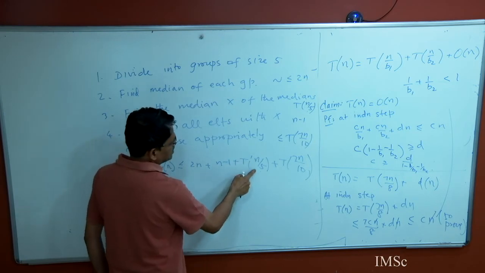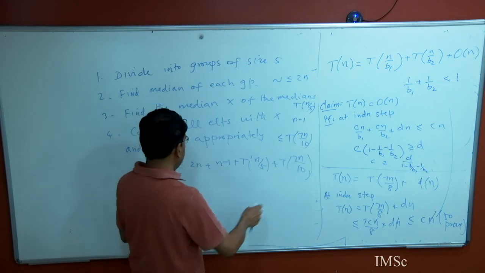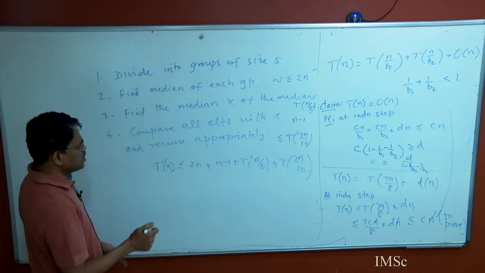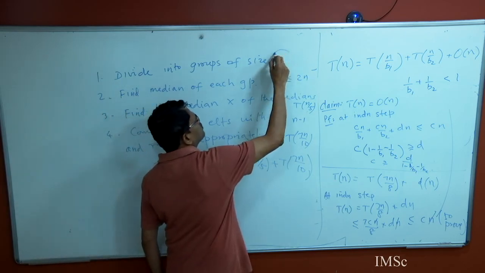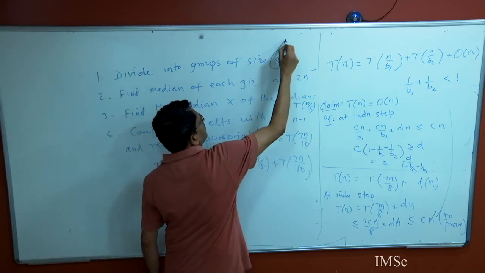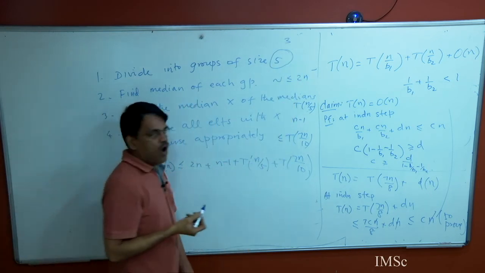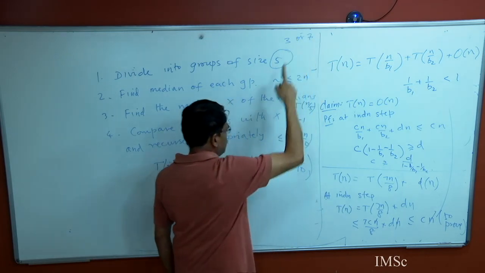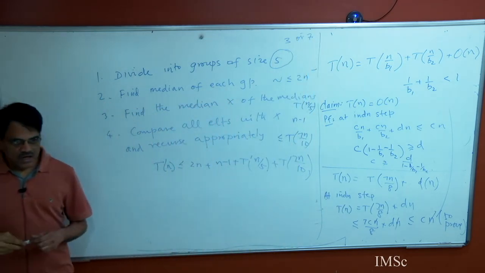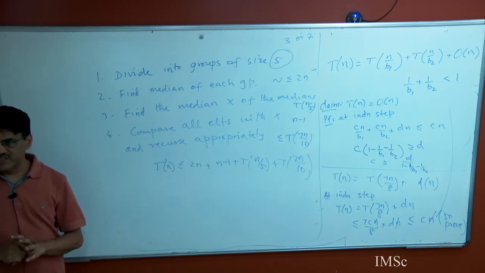Since this fraction, which is 1 by 5, which is 2 by 10, plus 7 by 10 is strictly less than 1, this whole thing solves to linear time. So my question was, instead of dividing into groups of size 5, suppose I did with groups of size 3 or groups of size 7, how would the analysis change? Does it necessarily give you a linear time solution or not? Okay, that's the exercise.